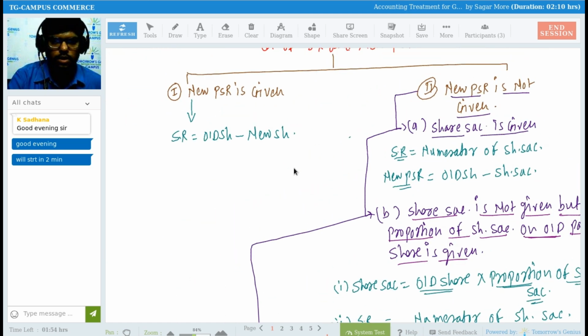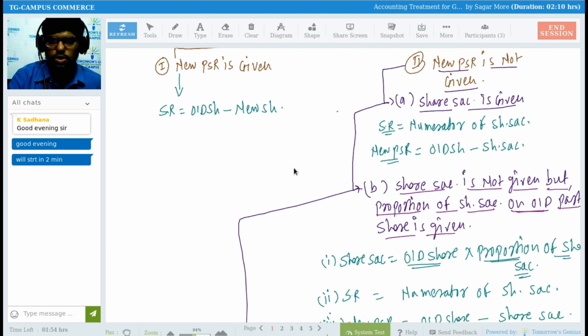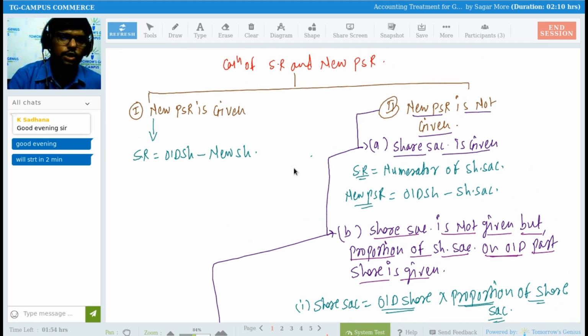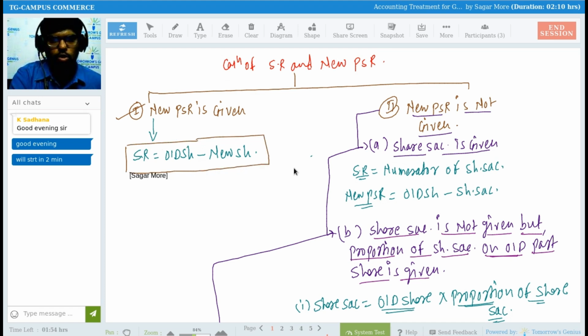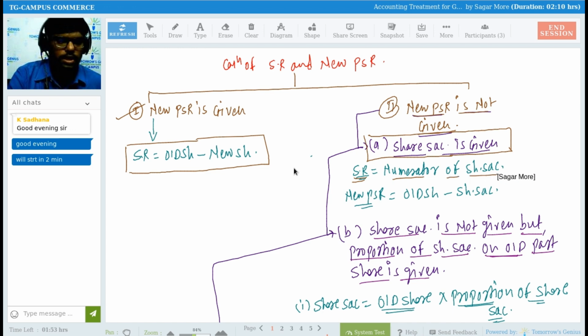Any doubt in this? Dhanushri, Sadhana, Shivarish. Any doubt in first thing? When new PSR is given, there is only one formula: sacrifice ratio is equal to old share minus new share. When new PSR is not given, first case, share sacrifice is given. If share sacrifice is directly given, then sacrifice ratio is nothing but numerator of share sacrifice. And how to calculate new PSR? Old share minus share sacrifice, right?